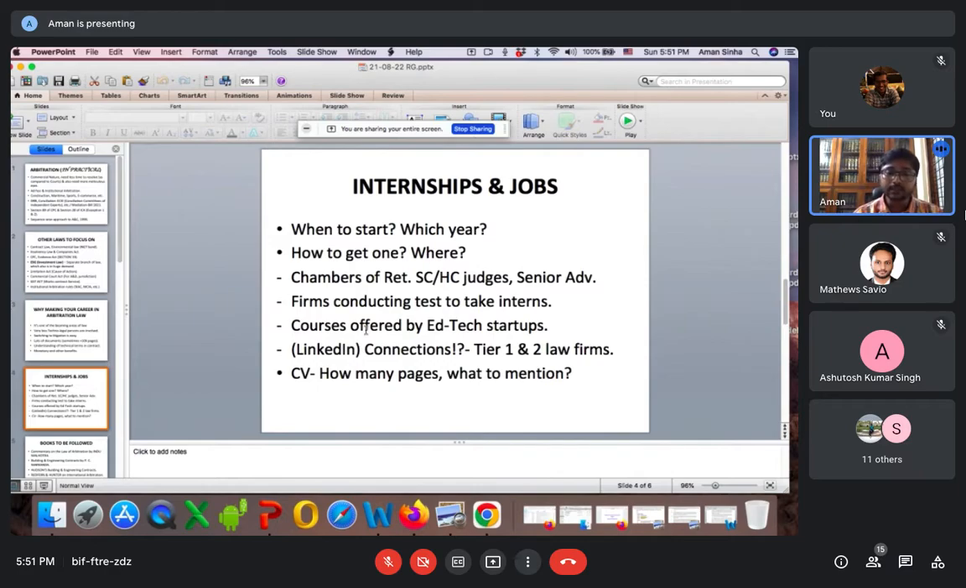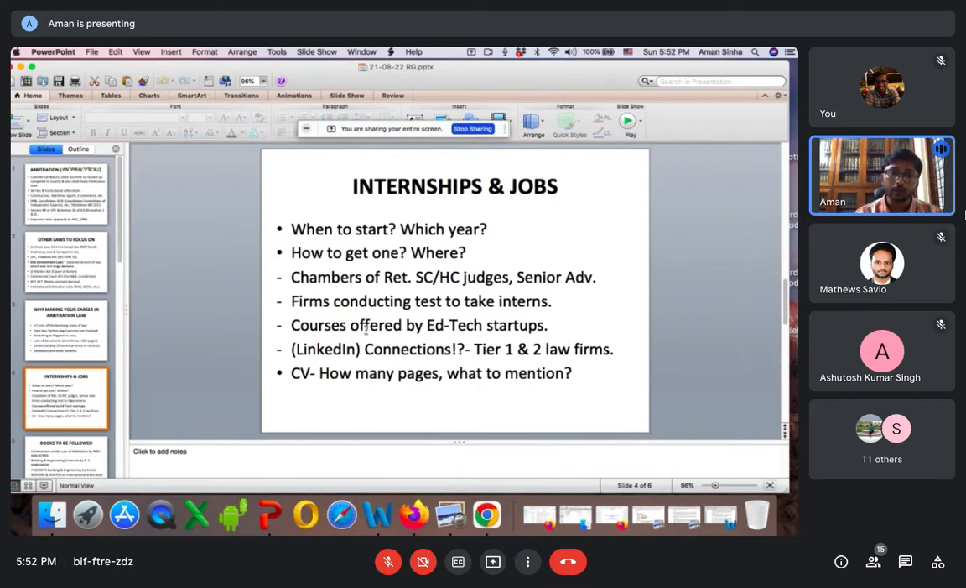And not just arbitration, they are exposed to every other thing. Means the litigation side, property law, everything they are dealing with. And like I'm with the senior advocates, so sir is also exposed to all those matters of litigation. And there are firms, I can name some, like ELP, it's a very good firm.